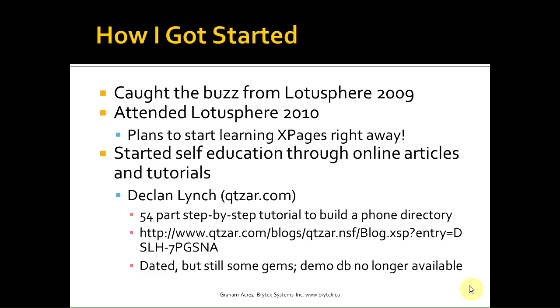So it took a while before I got going, but I started doing the self-education thing and the various online information that was available, and started actually by doing Declan's step-by-step tutorial, building the phone directory. Of course, his blog and the links to that information have changed, but I've managed to track it down, so for anyone that wants to go and have a look at that, they can start with the link that I've got on the screen there. Note, of course, that it's dated information. It was very much in the 8.5 world, but certainly there are still some gems in there. Unfortunately, the demo database isn't available anymore, and again, it's dated material, but certainly was a good place for me to start.